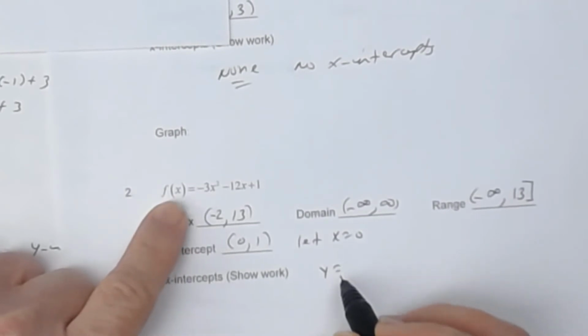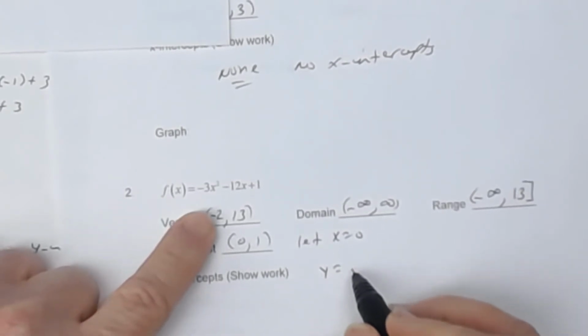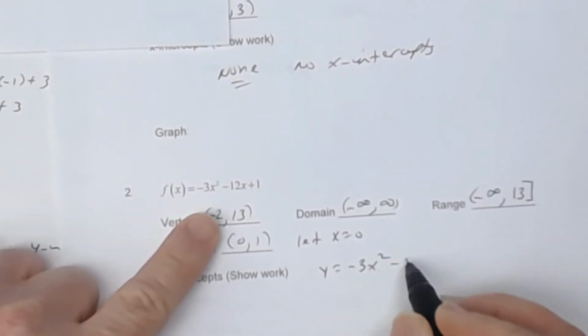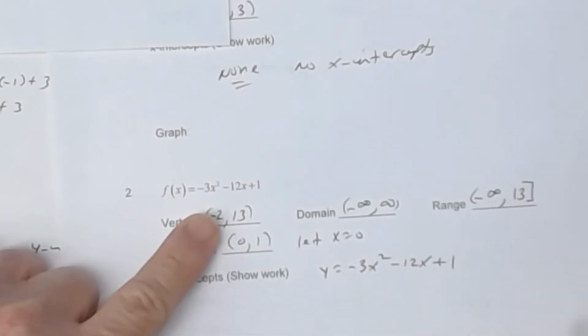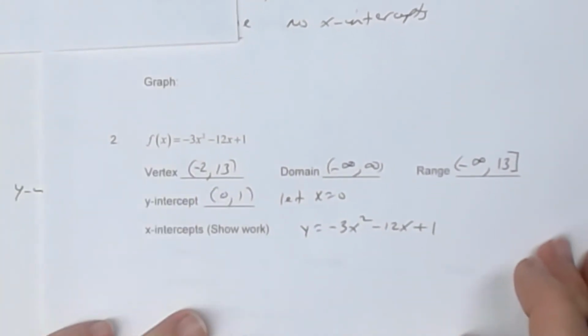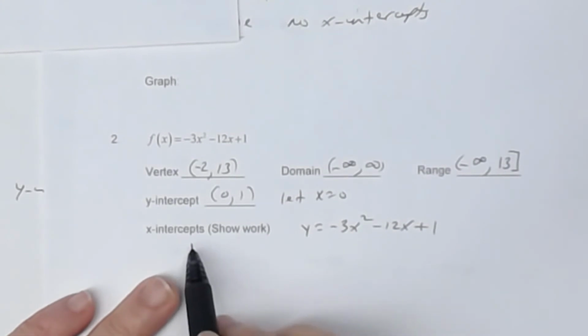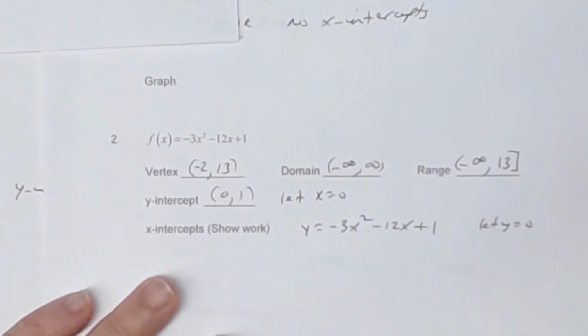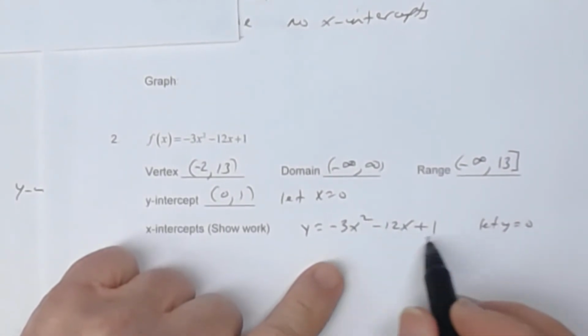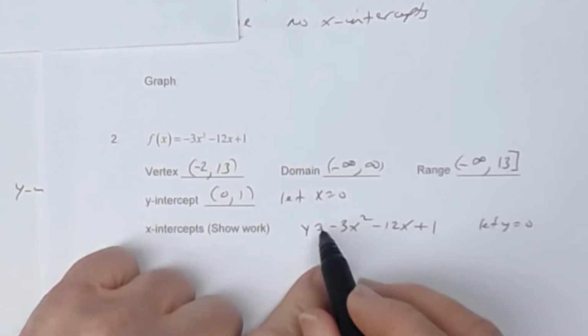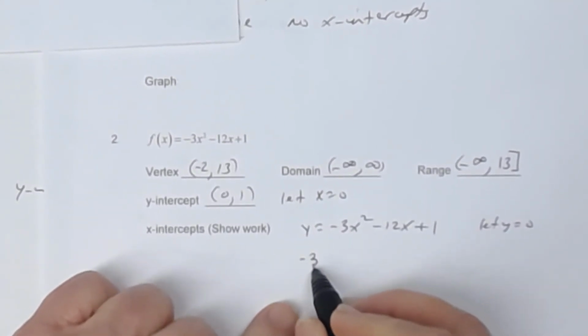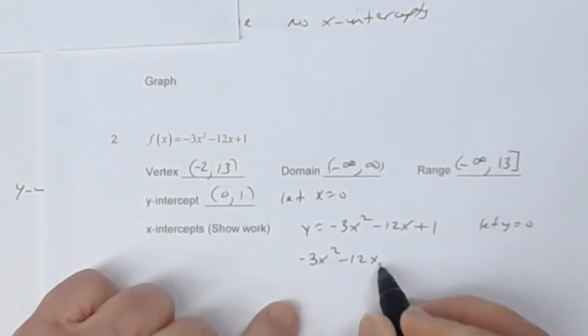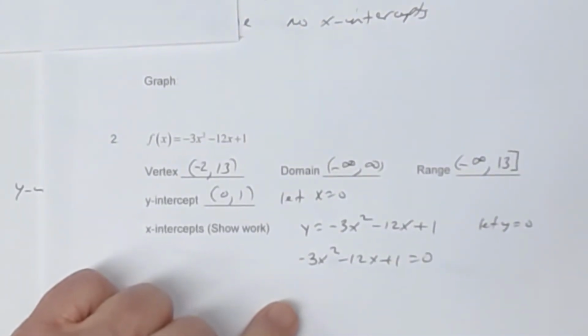I'm going to go ahead and rewrite f of x as y. Y equals -3x squared minus 12x plus 1. Now remember, to find the x-intercept, you're going to let y equal 0. So if I let y equal 0, this expression here is equal to 0. So I get -3x squared minus 12x plus 1 equals 0.